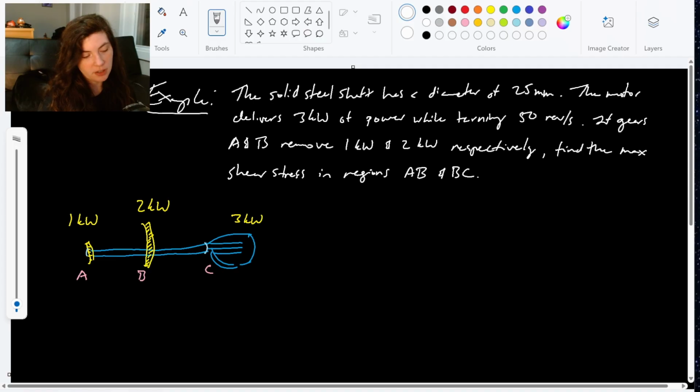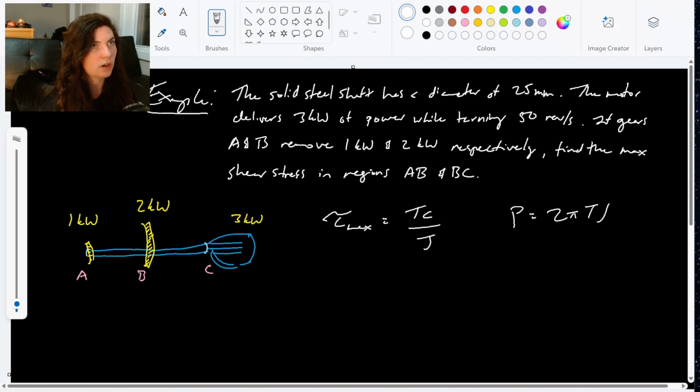So hopefully this was a fairly straightforward example for you using our shear stress and power equations that we've been looking at. Our shear stress max is torque times the outer diameter over the polar moment of inertia, and our power is 2 pi times torque times frequency. So if we solve both of these for torque, we can make that substitution. And I'm going to look at region BC for this calculation. So the max shear stress at BC.